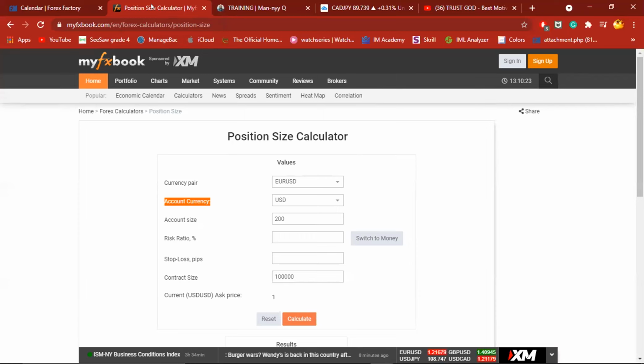You can see adverts. I don't know what to do about adverts. I'll have to look into that, Joanne, and then get back to you. But thank you guys for letting me know that you can see my position size calculator.